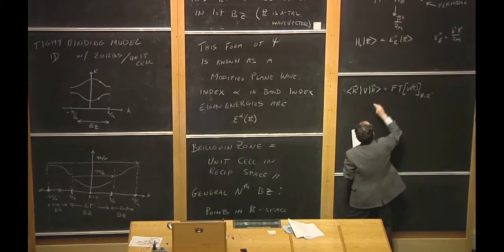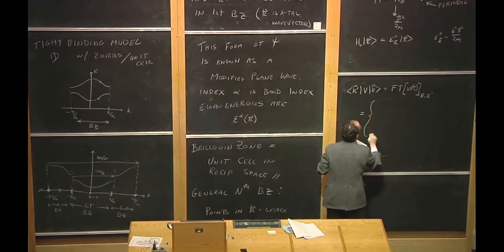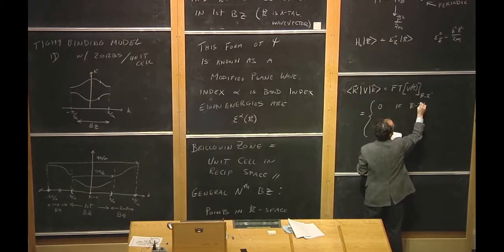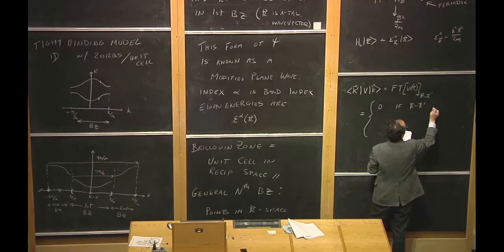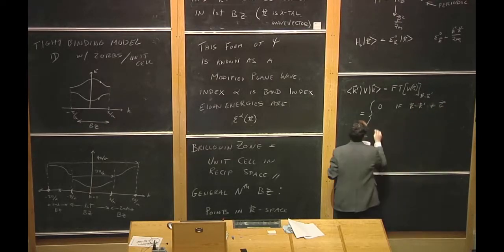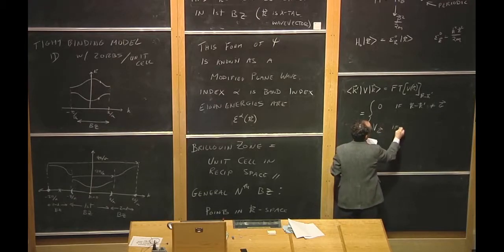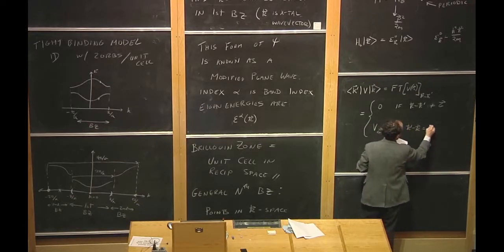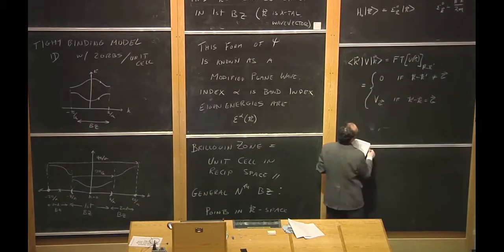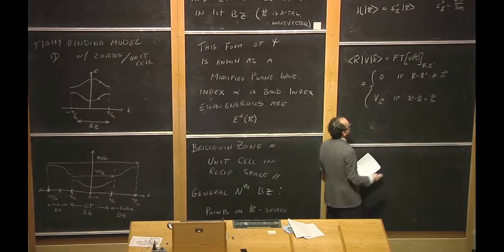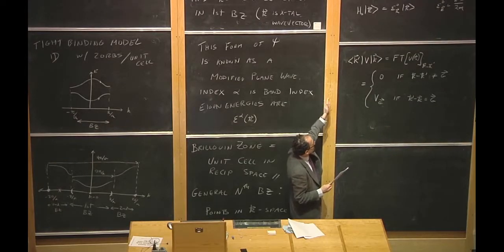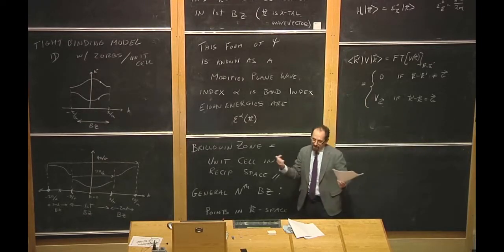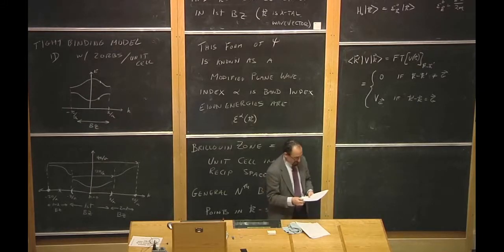And that is the following. It is 0 if k minus k prime is not a reciprocal lattice vector, not equal to G. And we'll call it V sub G if k prime minus k equals G. This is just the Laue condition: you can scatter from a wave vector k to a wave vector k prime only if the difference between k and k prime is a reciprocal lattice vector. We learned this when we studied scattering of X-rays and neutrons and so forth.